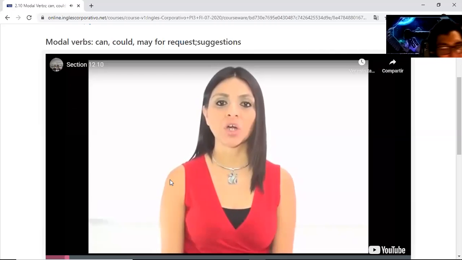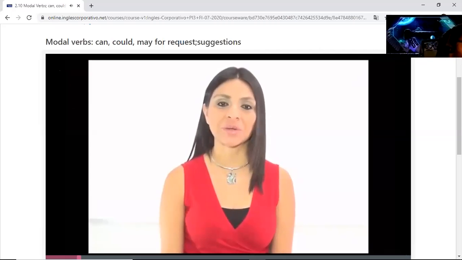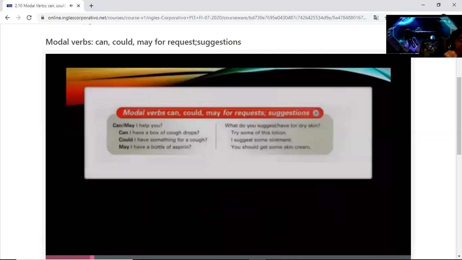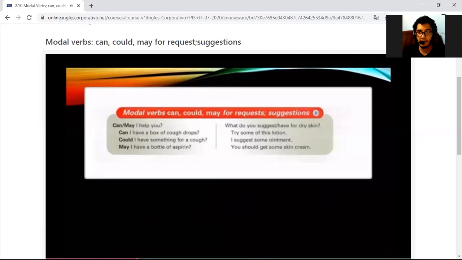Modal verbs can, could, may for suggestions and requests. Modal verbs can, could, may for requests. Suggestions. Can I help you? May I help you? Can I have a box of cough drops? Could I have something for a cough? May I have a bottle of aspirin? What do you suggest for dry skin? What do you have for dry skin? Try some of this lotion. I suggest some ointment. You should get some skin cream.